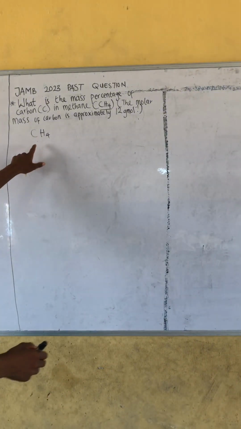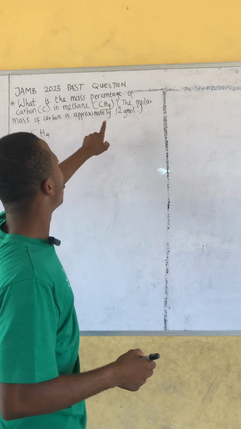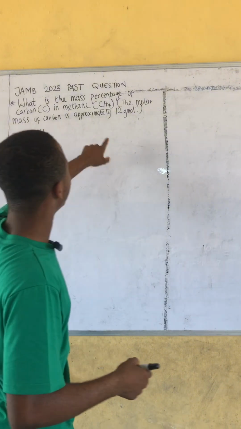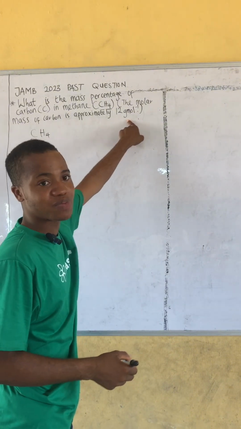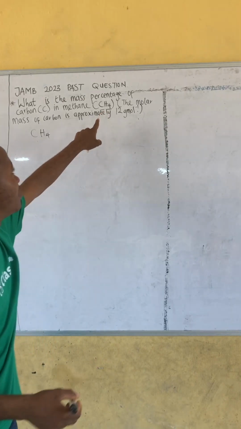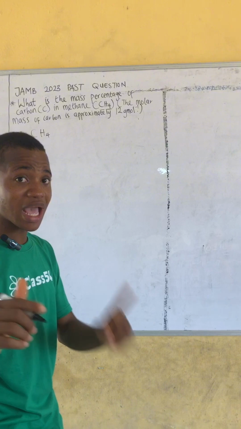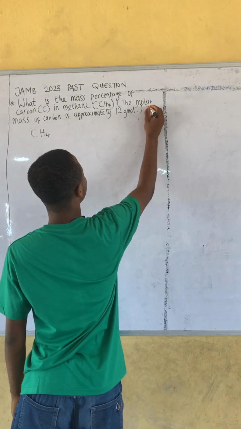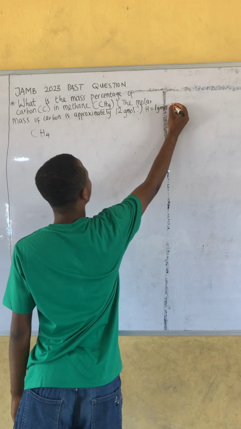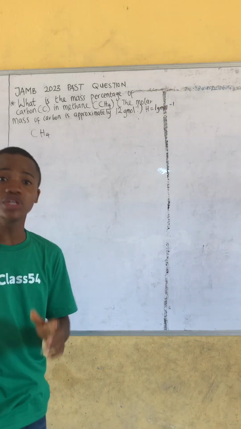We need to know the mass number of carbon and the mass number of hydrogen. The molar mass of carbon is 12 grams per mole, as we've been given. So what is the relative atomic mass of hydrogen? The relative atomic mass of hydrogen is 1. I believe everybody should know that. That's 1 gram per mole. So now let us calculate the relative molecular mass of the compound methane.